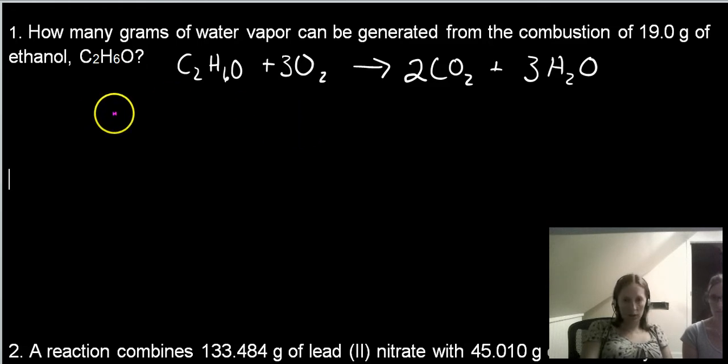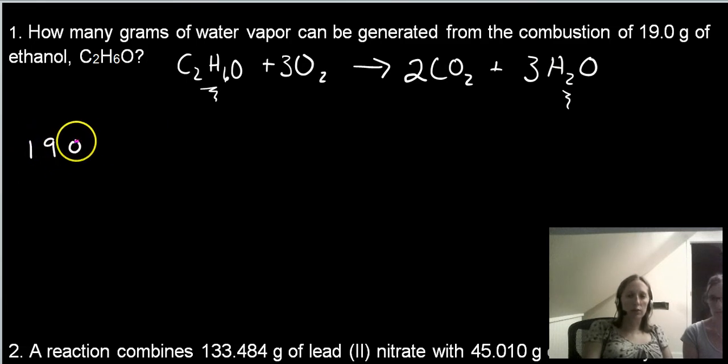All right. How many grams of water can be made from this? So from this compound, we need to get to water. And that's going to be grams to moles to moles to grams. So let's start. 19.0 grams of C2H6O.